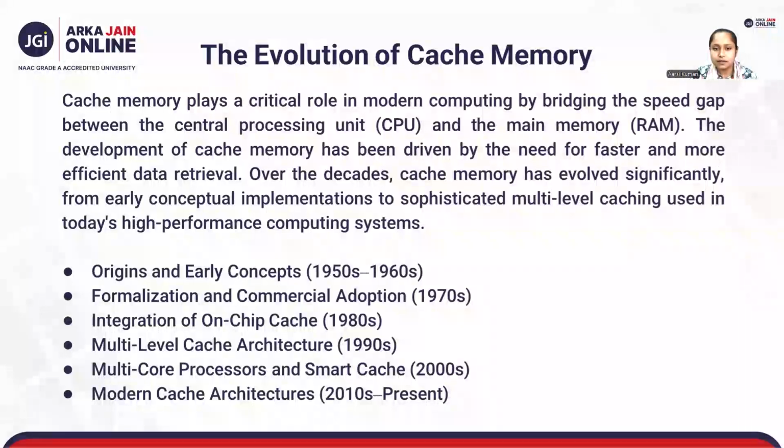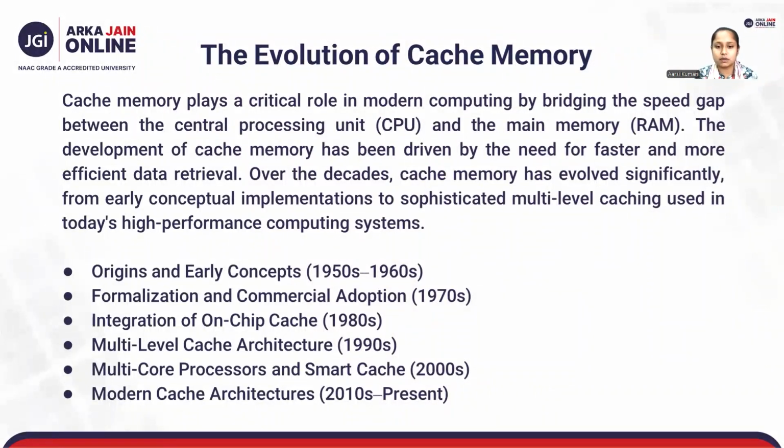AI and machine learning optimization: modern cache designs are optimized for AI workloads, reducing data movement latencies. Reduced latency with 3D stacking: technologies like Intel Foveros and AMD's 3D V-Cache use 3D stacking to increase cache capacity without increasing chip size significantly.